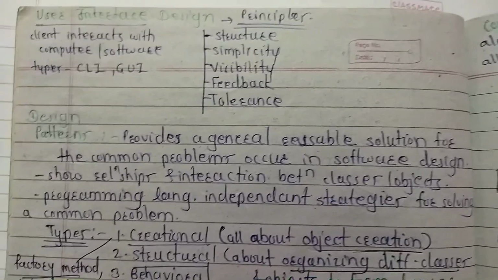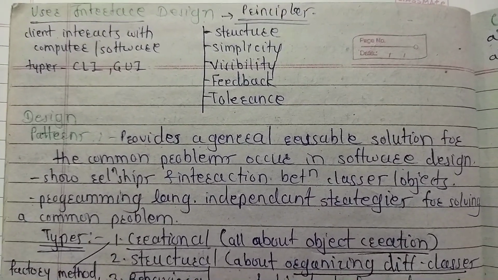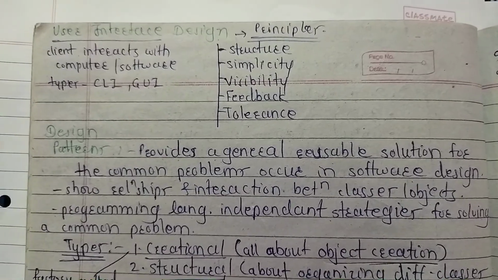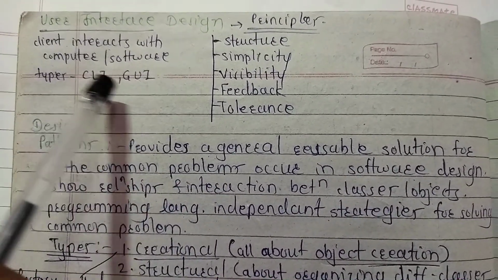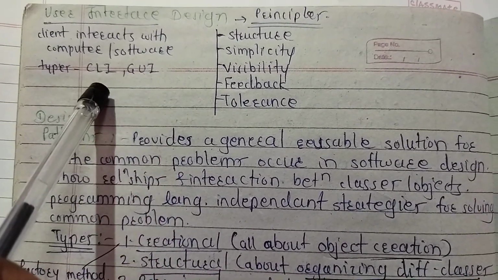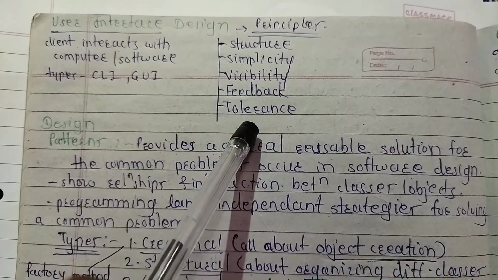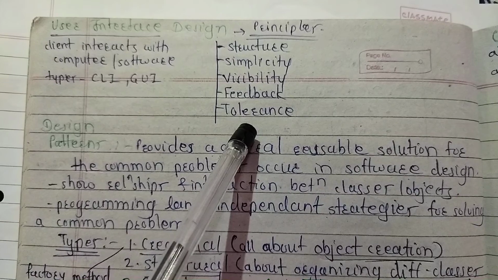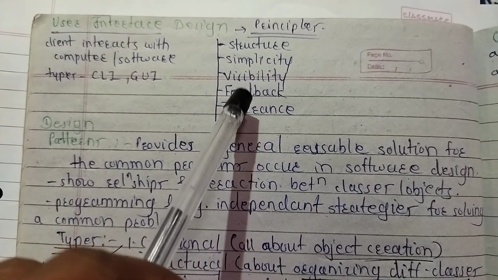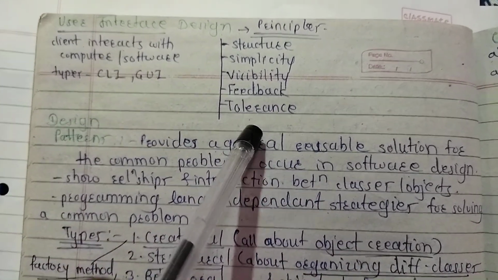Design is user interface design. What is user interface design? The client interacts with the computer or software. Types are CLI and GUI, command line interface and graphical user interface. What are the principles of user interface design? Structure, simplicity, visibility, feedback and tolerance.